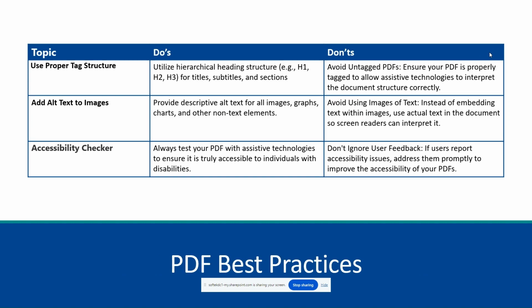Just some best practices, again, working in PDFs. Always utilize your heading structure, heading 1, heading 2, heading 3. Avoid untagged PDFs. An untagged PDF will not convey any information to your users. Alt text, again, making sure that you have descriptive text for your images and graphs and charts. And the accessibility checker, again, is very important to run, and also using a manual check as well.